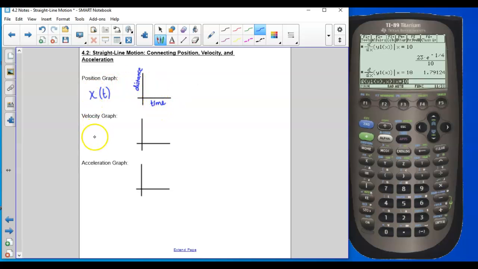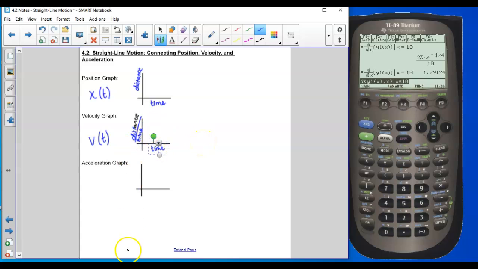So if we take the derivative, that gives us the velocity graph. And so that's v of t is almost always what you'll see it called. And so when we take the derivative, our units are going to be distance divided by time. So on that y-axis, you'll have distance divided by time. So it might be miles per hour, feet per second, something like that. And then you'll still have time on that x-axis.